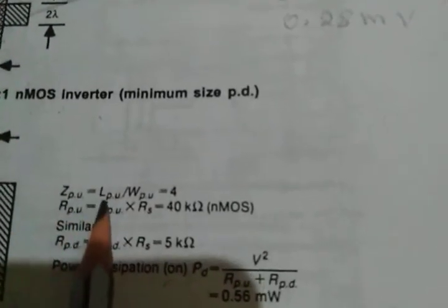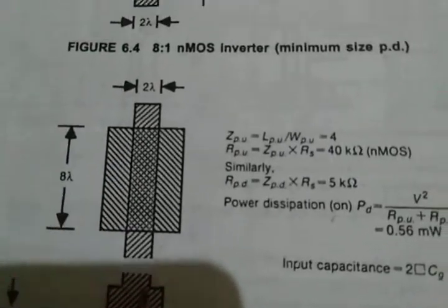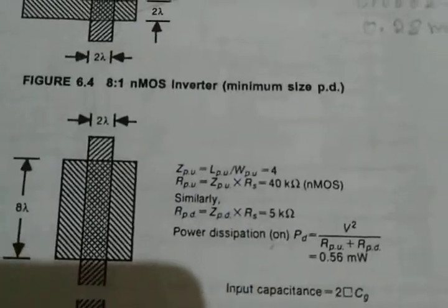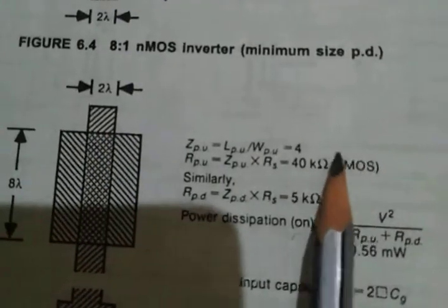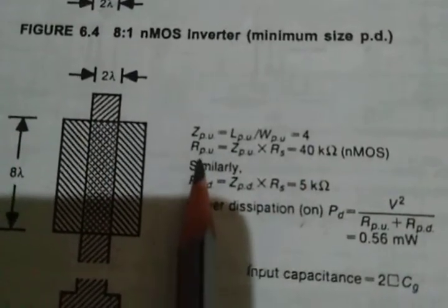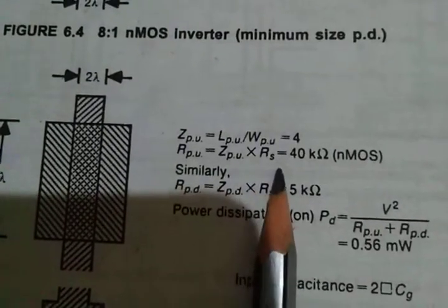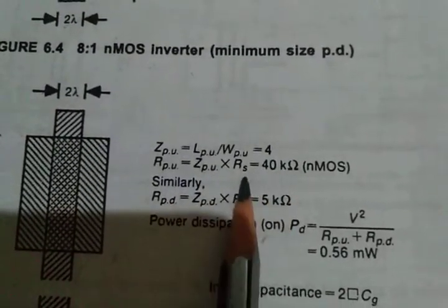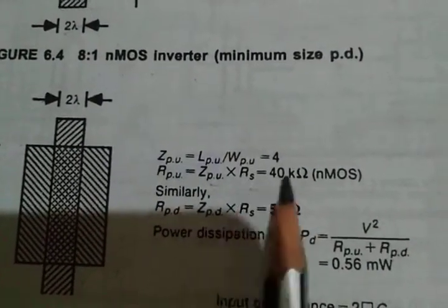ZPU is equal to LPU, length divided by width. The length is 8 lambda, so 8 lambda divided by 2 lambda, so 8 by 2, we will get 4. Then RPU is equal to ZPU into RS, so 4 into 10, since the standard sheet resistance is 10K, so 40. Okay, 4 into 10, 40K.